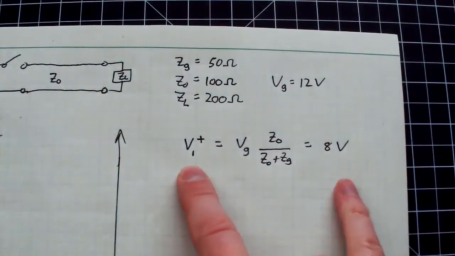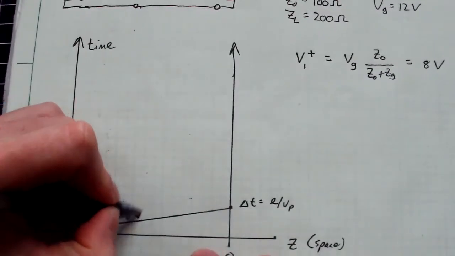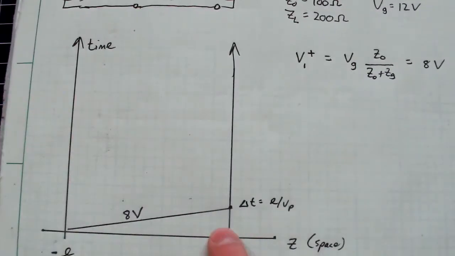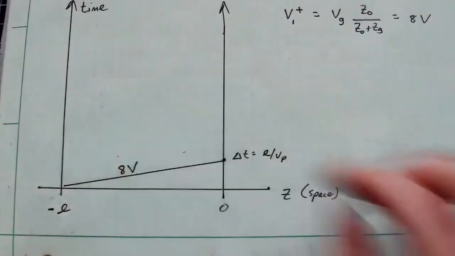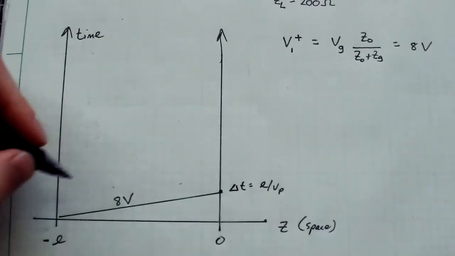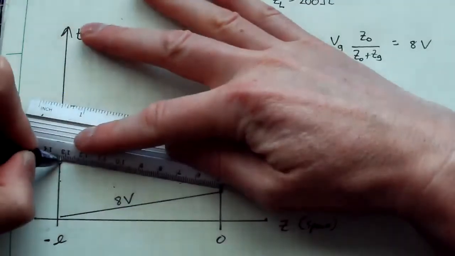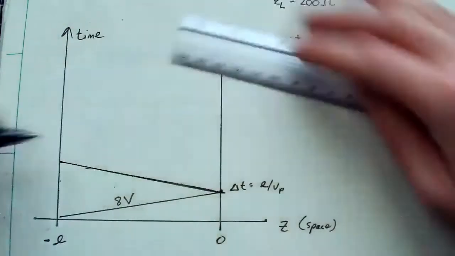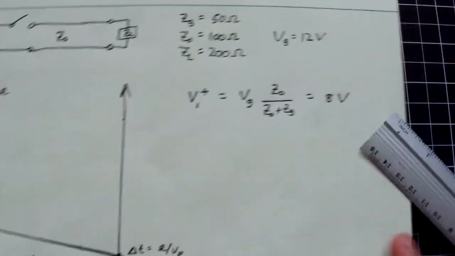So that's the amplitude of my forward propagating wave. I'm going to write that down here, 8 volts. So that's the amplitude of the wave propagating to the right. Then that wave sees the mismatch at the load here, and it's going to reflect back. So what we'll do is we'll just draw that out. It helps to have a ruler for this, makes it a little easier. So now I have to ask, what is the amplitude of that reflected wave?